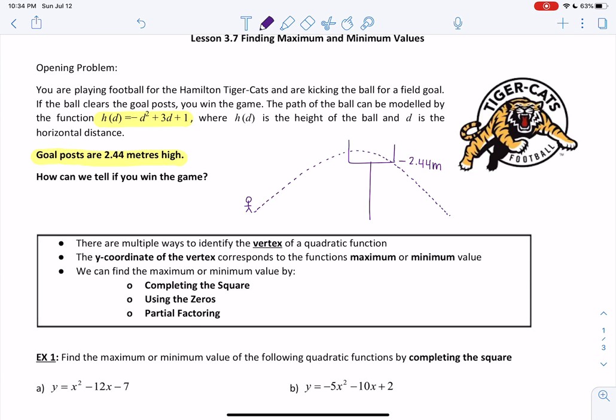Now, how would I know if my curve was going to go over that? Well, I would start looking for my vertex, the maximum value here. How high does my football get? Will it be able to get higher than the 2.44 meters? So this maximum value, or your vertex, is a very common value that is used when solving problems with quadratics.